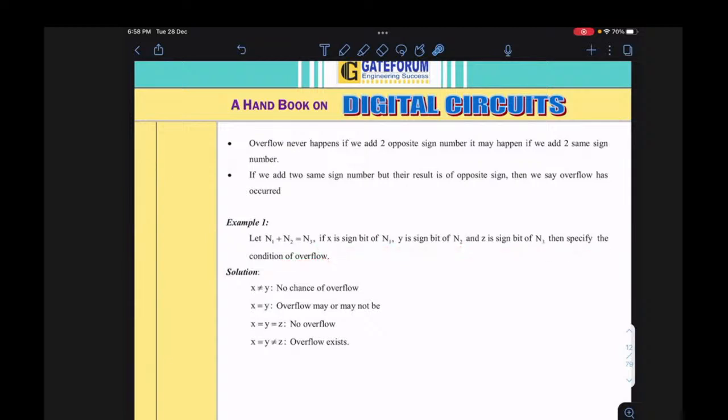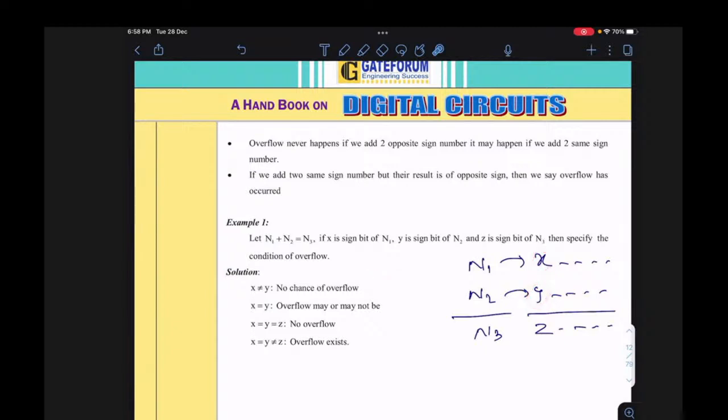Okay, so the situation is something like this. I have n1, I have n2, and if I add them, I'm getting n3. n1 has sign bit x, n2 has sign bit y, and the sum has sign bit z. So here I'm saying if x is not equal to y, then there is no chance of overflow. x and y not equal means they are two opposite sign numbers. So in that case, overflow will not happen.